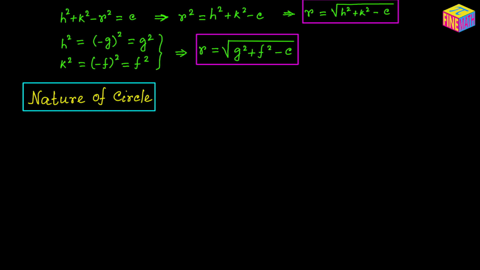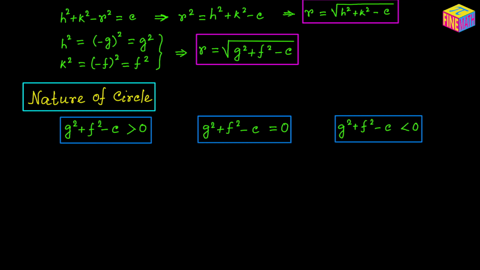If you look at the value of the radius, that is equal to square root of g squared plus f squared minus c, since it is under a square root, this value has to be non-negative. That means it has to be greater than or equal to 0, otherwise the radius will be imaginary. So now, depending on the value of g squared plus f squared minus c, we can make a good guess about the nature of the circle. So there are three possibilities. g squared plus f squared minus c can be greater than 0, equal to 0, or less than 0.